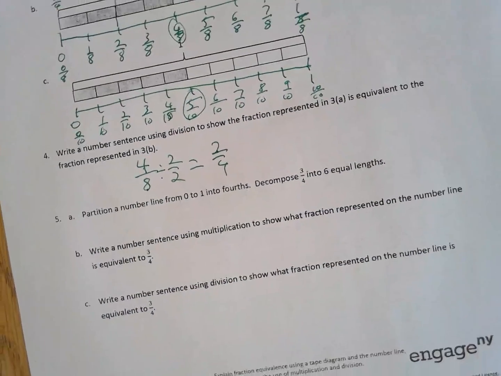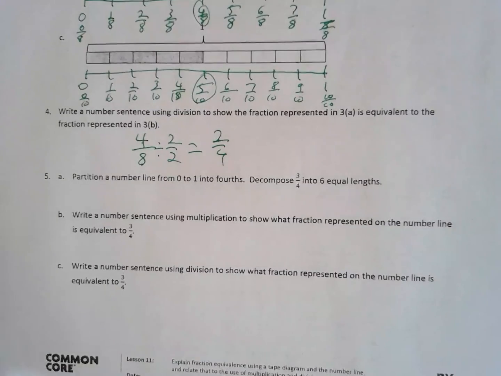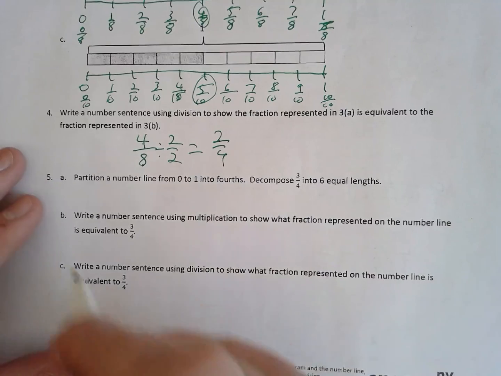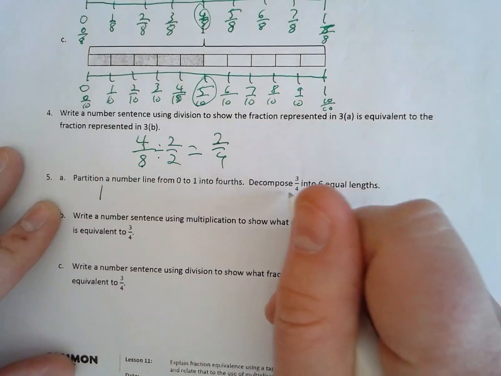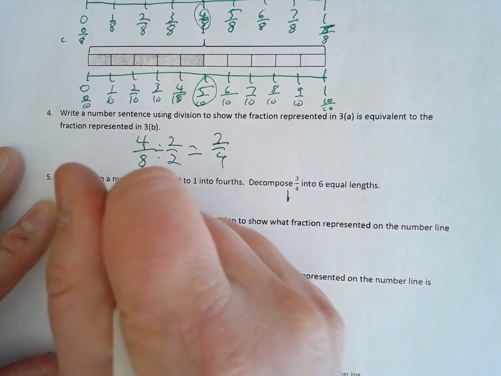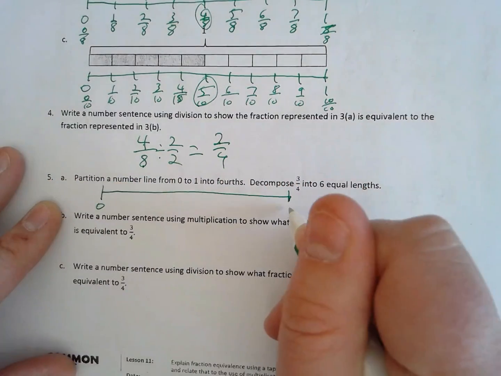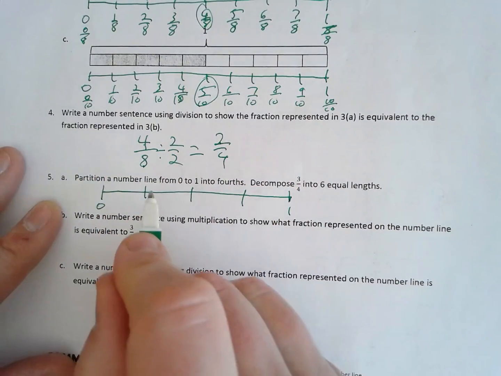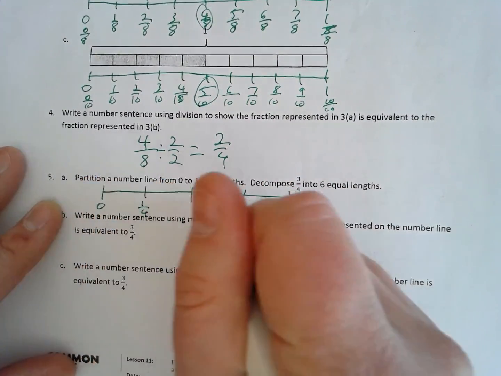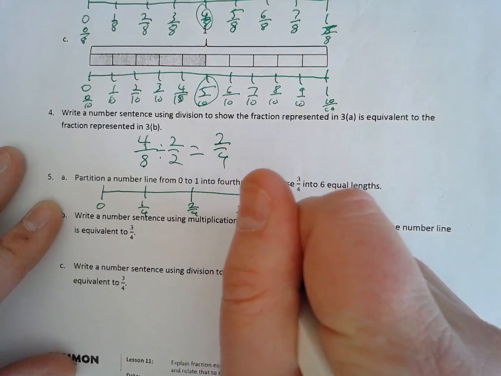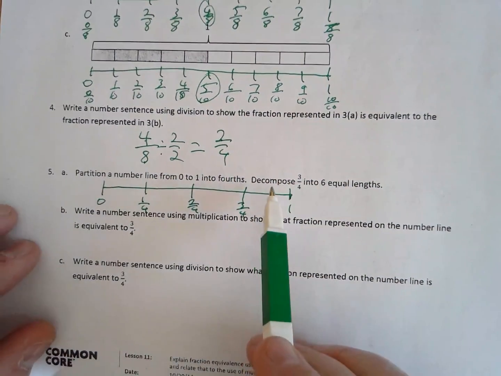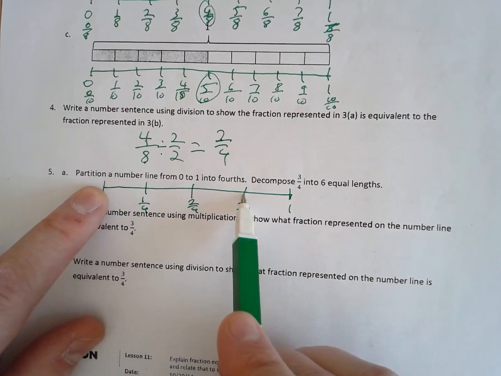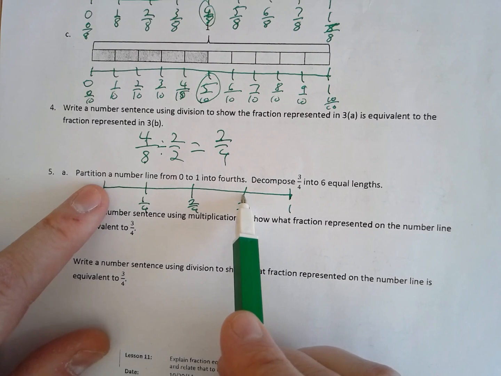Okay? Now it gets a little tricky here. So we have partition a number line from 0 to 1 into fourths, decompose 3/4 into 6 equal lengths. Okay? So we have, this is our new number line. So 0 and 1, and we're partitioning it up into fourths. So we cut it in half, and then cut those segments in half. So we have 1/4, 2/4, 3/4. Okay, now decompose 3/4 into 6 equal lengths.